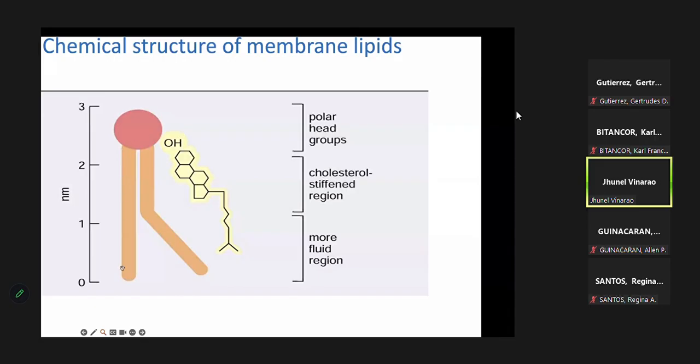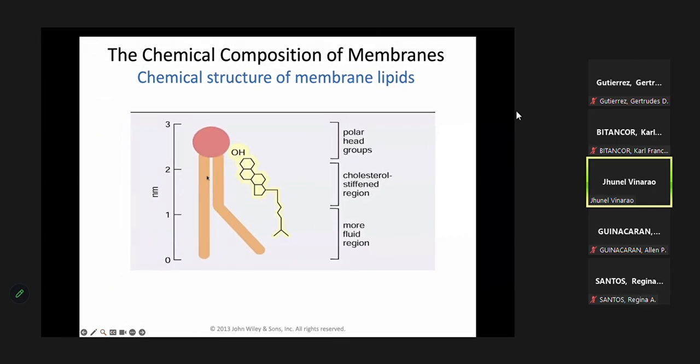So yung non-polar tail ng phospholipid, ganun din yung orientation ng cholesterol. This is the non-polar, yung flattened carbon rings. Okay? And we'll be discussing in a while ano ba yung function ng cholesterol in terms of fluidity ng cell.